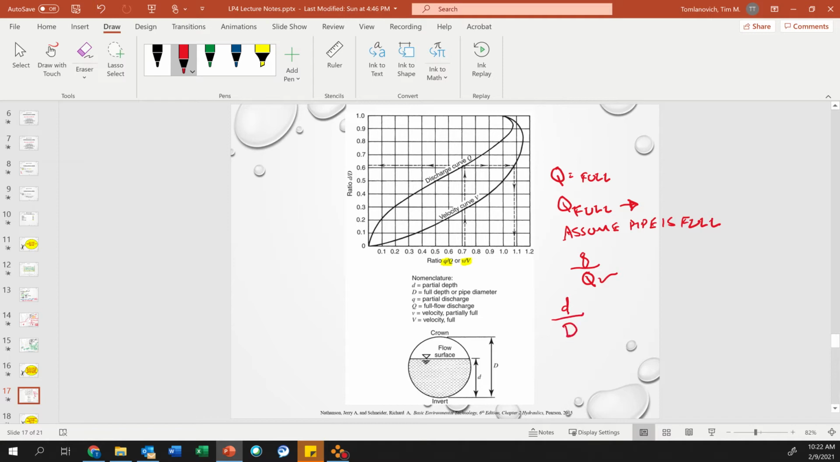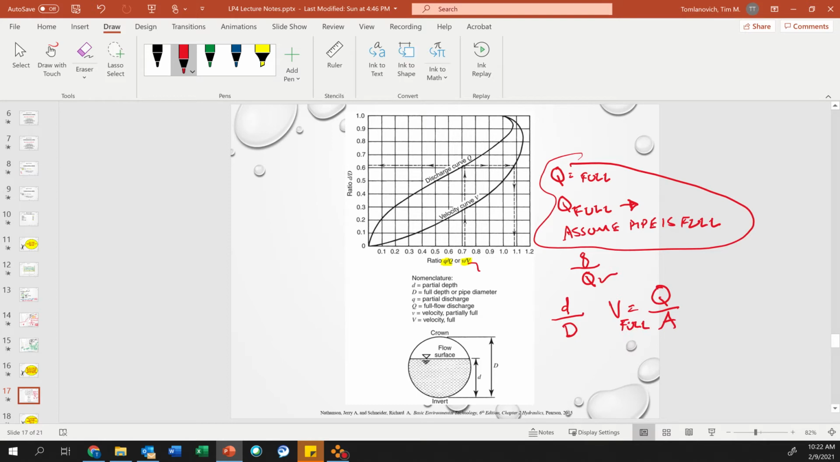So if I know my ratio of partial diameter to full diameter, and I come over and hit my discharge curve of Q and come down, I end up with little partial flow over big Q. That's a ratio, and then I do algebra, and I can find my partial flow. So no matter what, you have to find the flow when the pipe is full, and the same thing with V: big V equals Q over A, full.